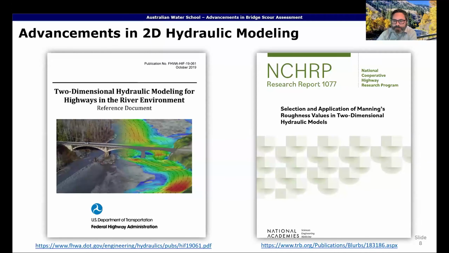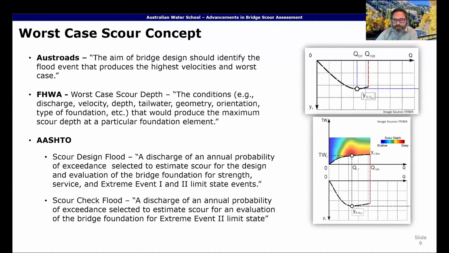your bridge scour assessments. The NCHRP Report 1077 is the first document that we're aware of in the US, anyway, for selection and application of Manning's roughness values for 2D models. And it also includes a nice section on some best practices for 2D modeling. So for bridge scour, this slide may look familiar.